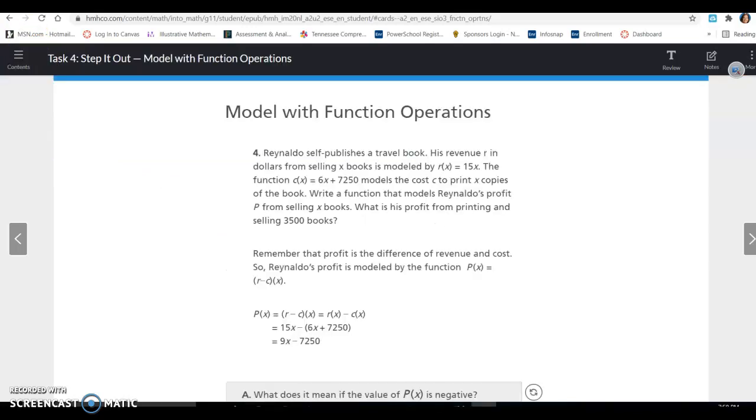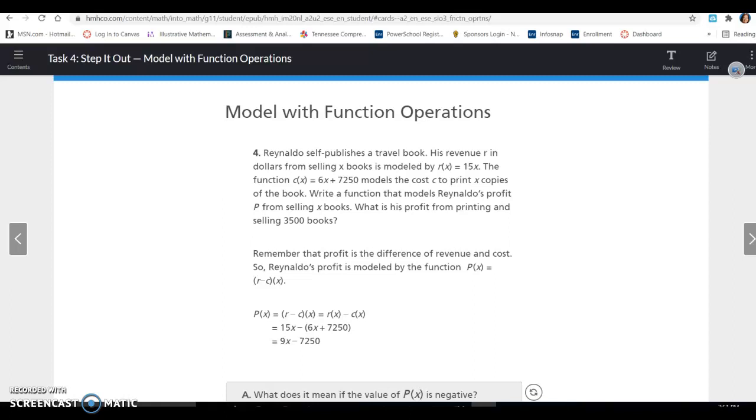All right, task 4, model with function operations. Renardo self-published a travel book. His revenue R in dollars from selling x books is modeled by R of x equals 15x. The function C of x equals 6x plus $7,250 models the cost to print x copies of the book. Write a function that models Renardo's profit P from selling x books. What is his profit from printing and selling 3,500 books? Remember that profit is the difference of revenue and cost.